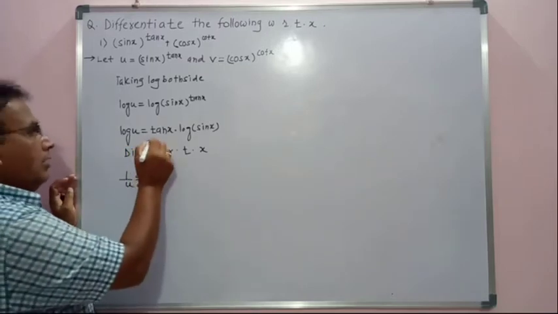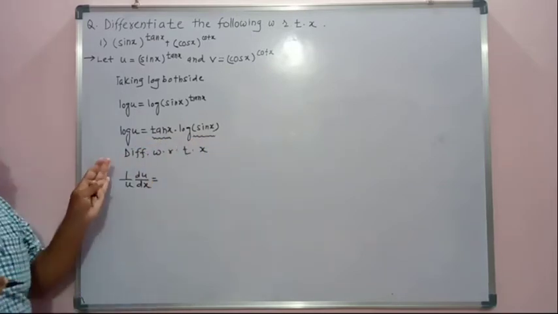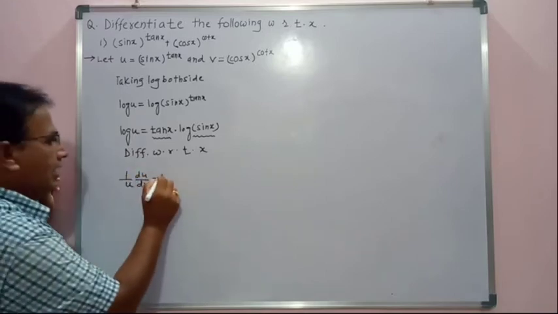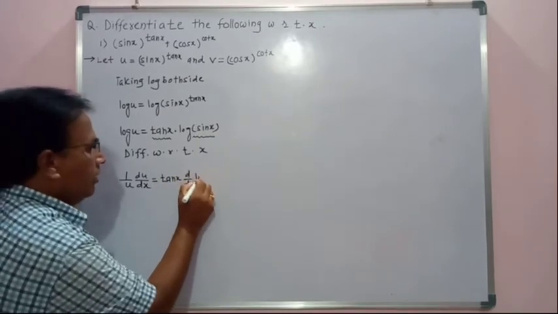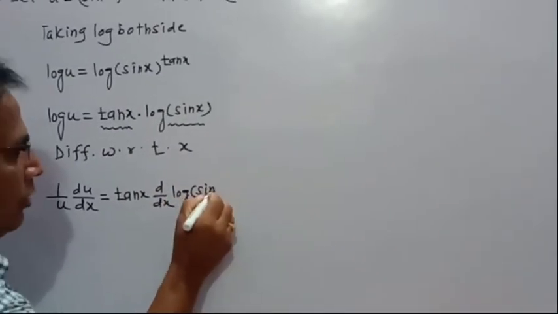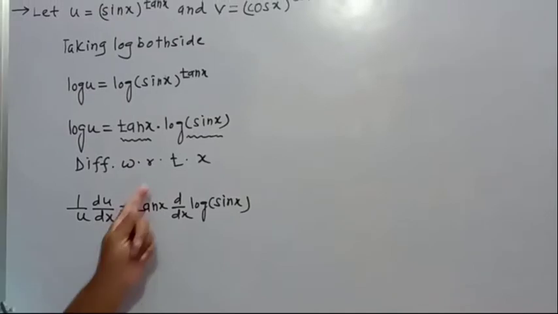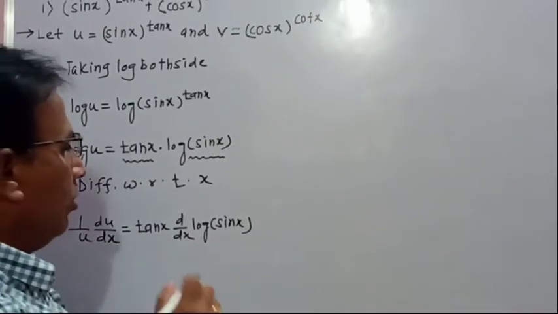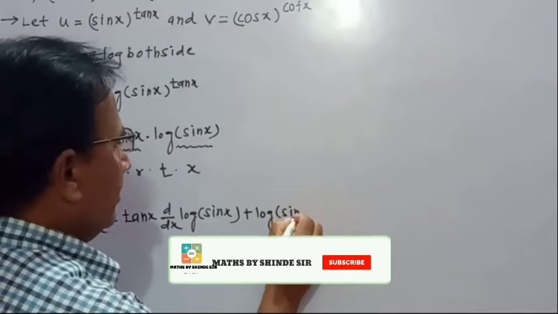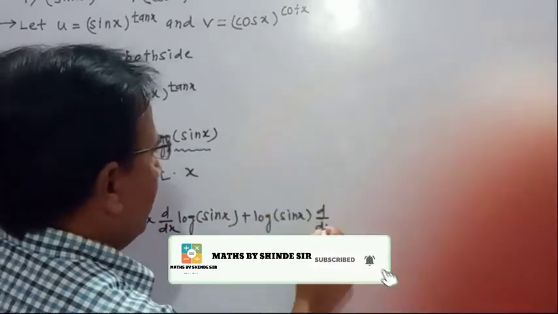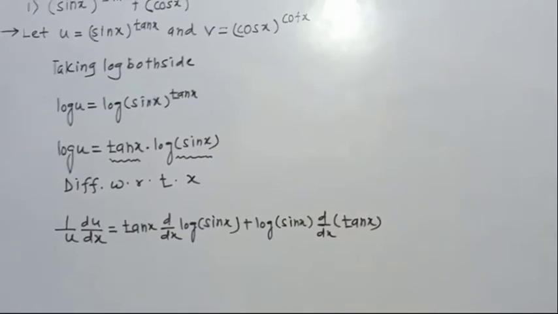Therefore, tan x is the first function, log of sin x is the second function. We use the formula of multiplication. First function tan x as it is into derivative of second function. Second function is log of sin x, plus second function as it is, log of sin x, into derivative of first function, which is tan x.